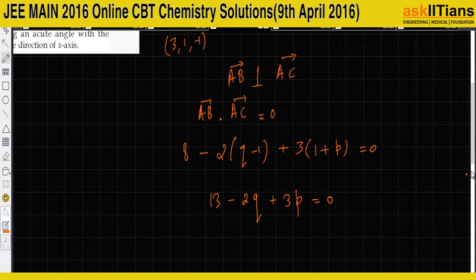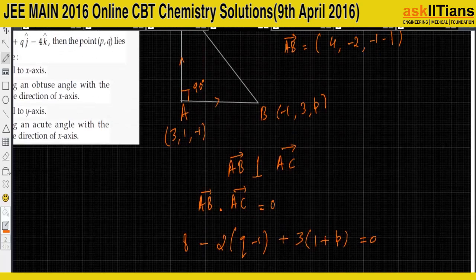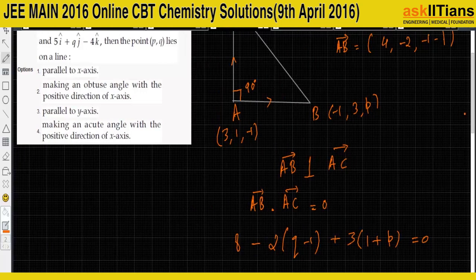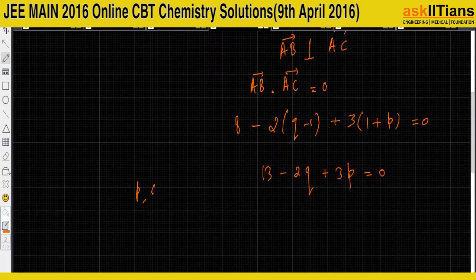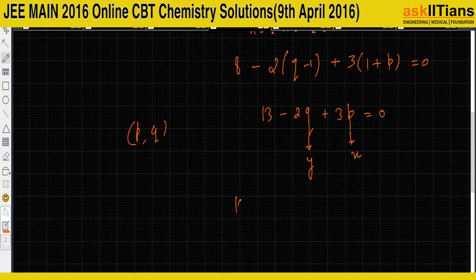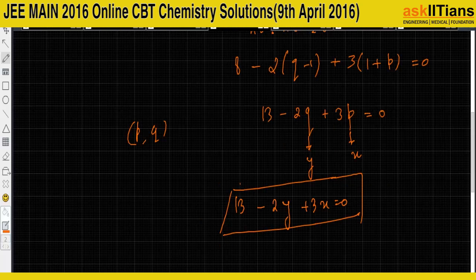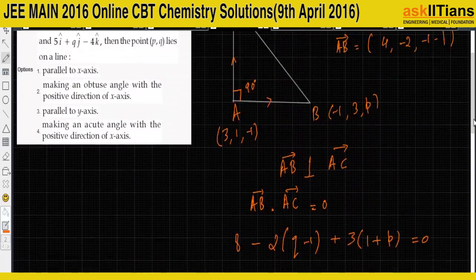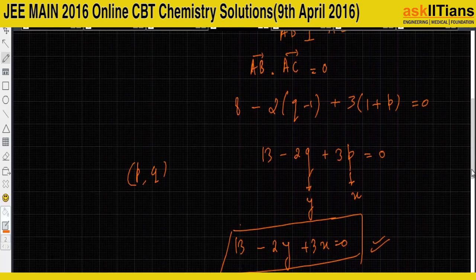Now it's asked in the question that the point (P, Q) lies on a line, right? So this point (P, Q) will lie on which line? I can simply replace P by X and Q by Y, so I'll get the equation of that line: 13 minus 2Y plus 3X equal to 0. Now (P, Q) satisfies this equation, so it will lie on this line. So that's why this line will be the answer.